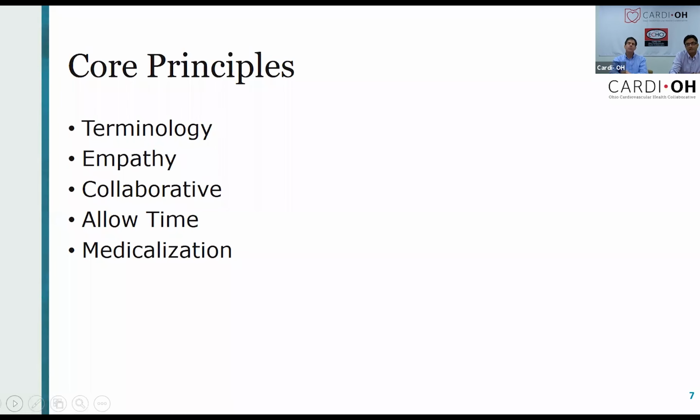Allow time. Never discuss weight at the end of an encounter, very, very briefly, with statements such as you need to lose weight and exercise more. I'll see you next month. Hopefully your diabetes will be better. Patients don't like that.